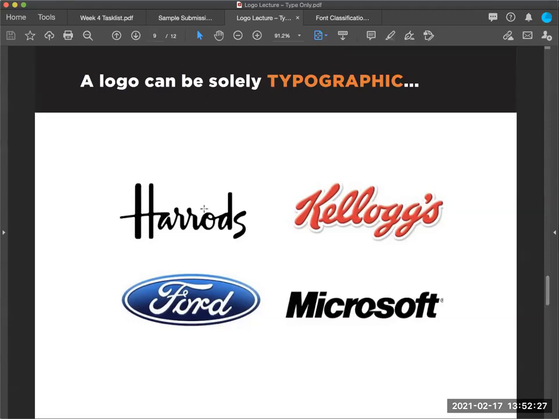We can look at Harrods, which looks like it's handwritten, Kellogg's, again, that looks like it's handwritten, and Ford, but Microsoft is a sans serif typeface, like an Avenir or an Arial. And then there's been a little customization down here to make it unique and not simply letters on a page that are typed out.